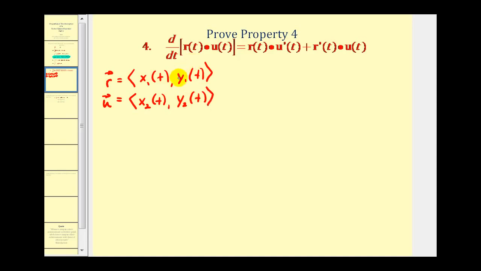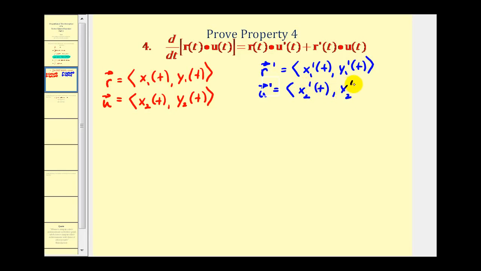And to prove this, we are going to have to know the derivatives of these vector-valued functions. So let's go ahead and list those as well. The derivative of the vector-valued function r is going to be equal to x sub 1 prime of t and y sub 1 prime of t. And so u prime is going to be equal to x sub 2 prime of t and y sub 2 prime of t.